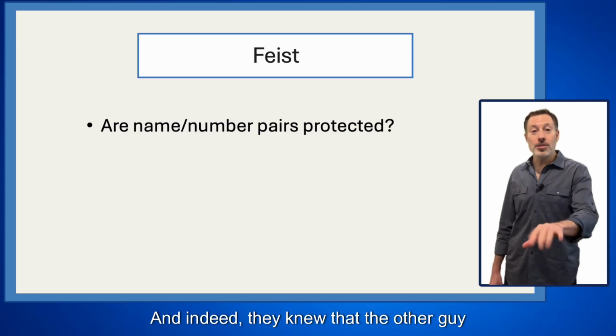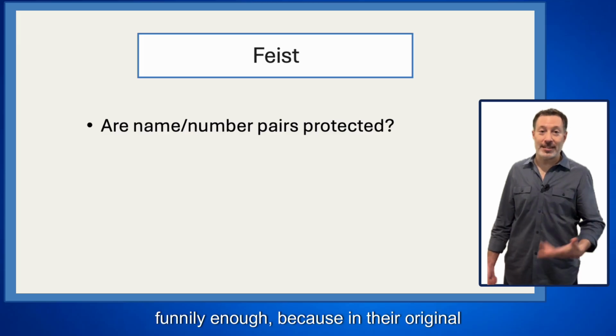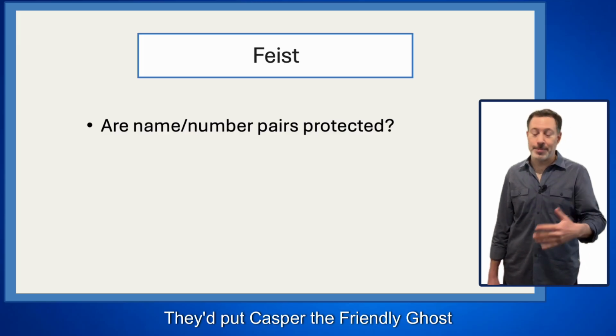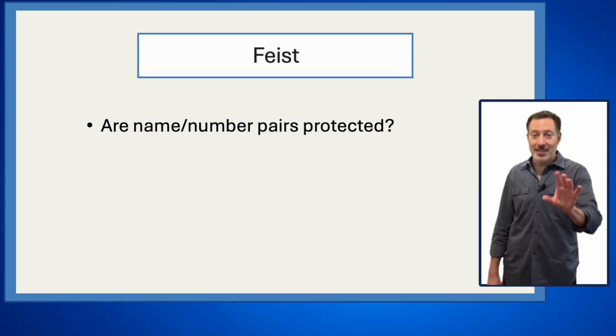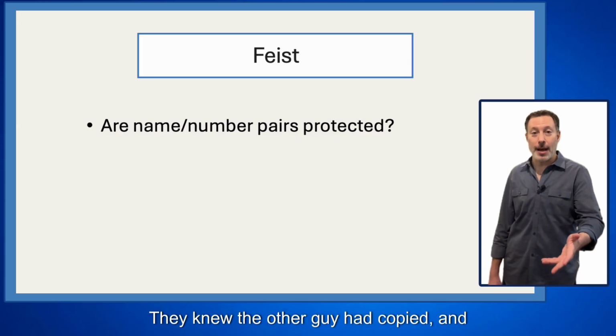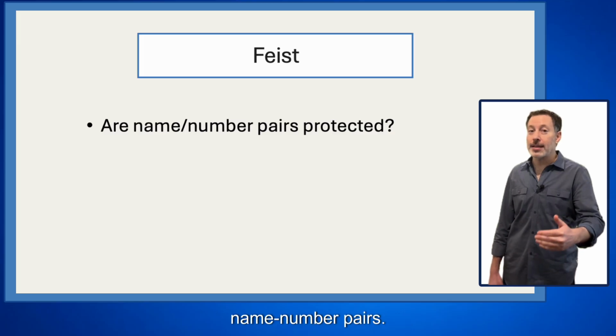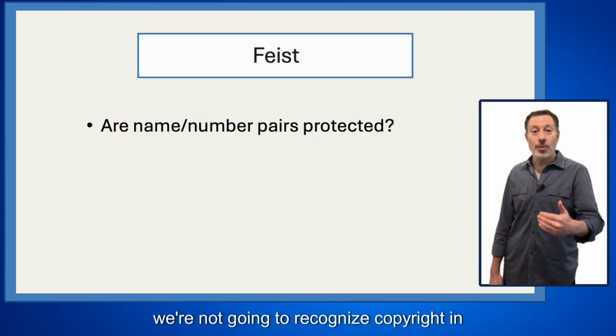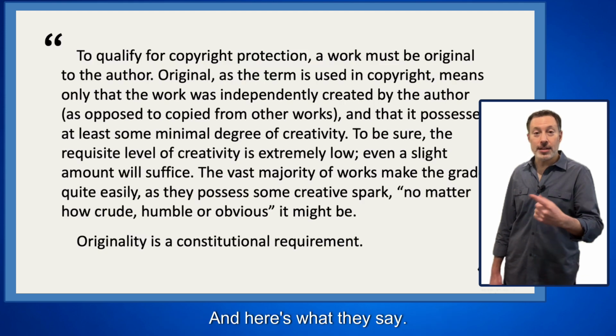And indeed, they knew that the other guy had copied, funnily enough, because in their original phone book, they had made fake listings. They'd put Casper the Friendly Ghost and put Casper's phone number and so on. So they had some fake listings they knew the other guy had copied, and they said, you can't copy my name number pairs. Supreme Court looks at this and says, no, we're not going to recognize copyright in name number pairs. And here's what they say.